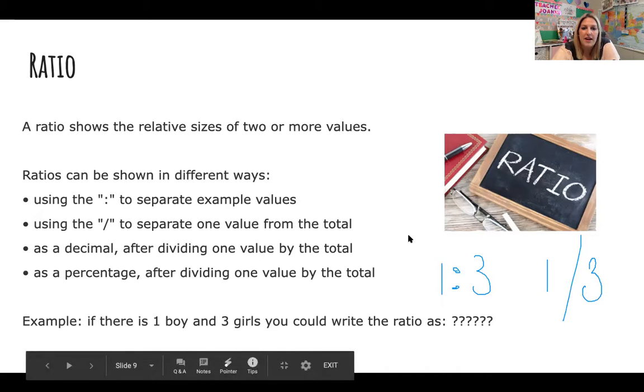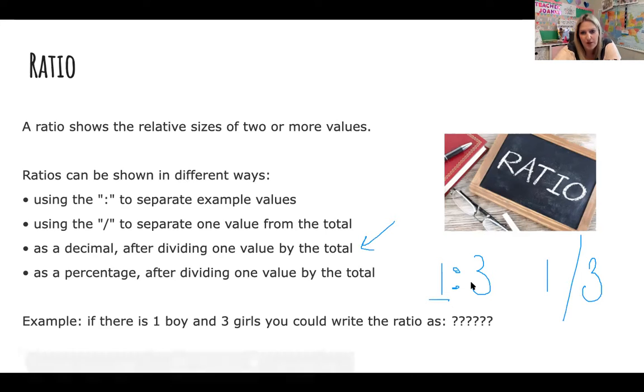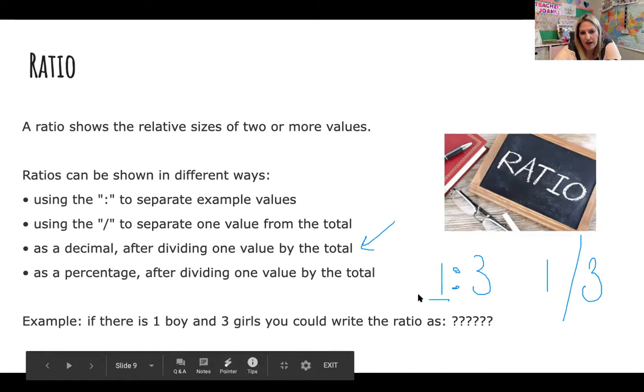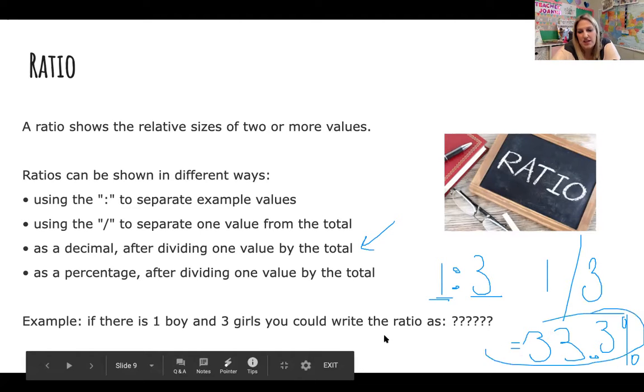Okay, if you were finding the decimal, what this means is you can take 1 and divide it by the total, right? So you can do that, or you can take 1 and divide it by 3 and you would get the percentage. Okay, 1 to 3. This would be the percentage, and then the decimal would look something like this, 0.33.